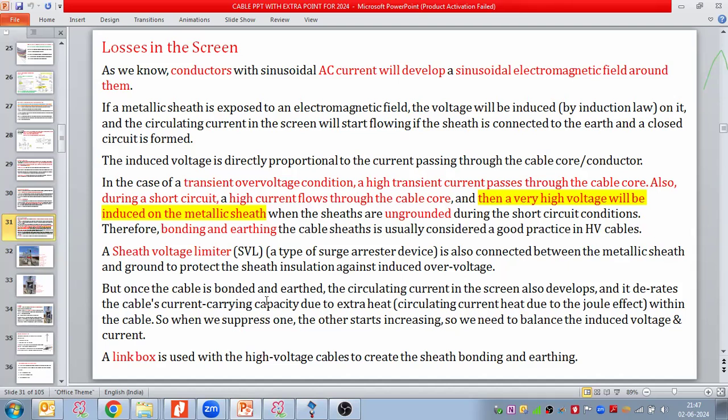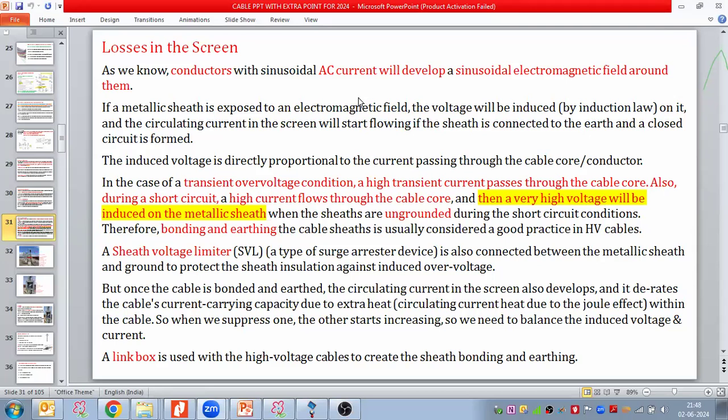Yes, sir. Why do we take the sheath voltage limiter? I will come to the site photo, but before that, we are discussing the basic concept. The SVL is connected between the metallic sheath and ground to protect the sheath insulation against induced overvoltage, right? But once the cable is bonded and earthed, the circulating current in the screen also develops.